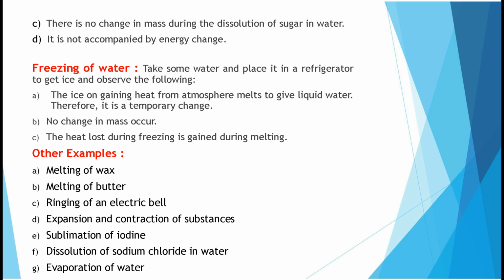The next example is freezing of water. For this experiment, take some water and place it in a refrigerator to get ice. And we get the following observations. The ice, on gaining heat from the temperature, melts to give liquid water. Therefore, it is a temporary change. There is no change in mass. The heat lost during freezing is gained during melting. So this is a physical change.